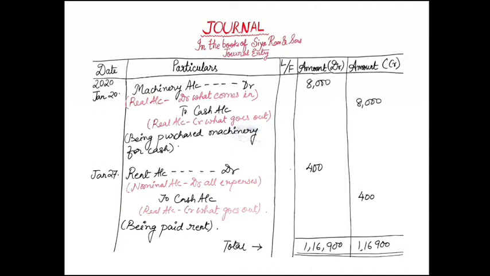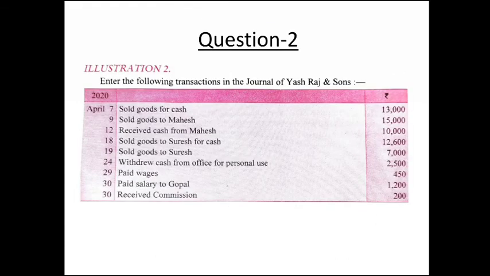Last one, January 27, rent account debit to cash account, that is nominal account debit all expenses and real account credit what goes out. 4,000. We need to add up the entire records of all the transactions, which comes down to 1,16,900.